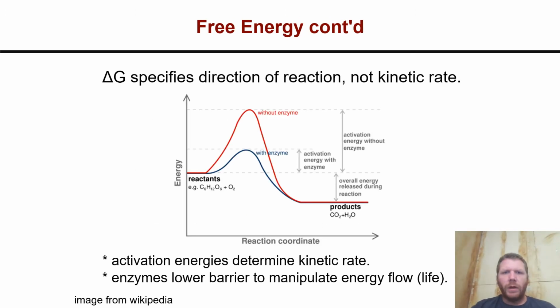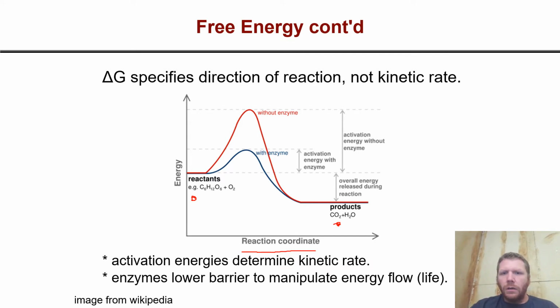All right, moving on. Delta G is going to specify the direction of the reaction, not the rate of the reaction. If we look at this reaction, with the reactants on the left-hand side and the products here, we're going to see a couple of things about this energy diagram. Our y-axis is energy, and our x-axis is the reaction coordinate. We have two lines. Our red line shows the reaction taking place without the presence of an enzyme.